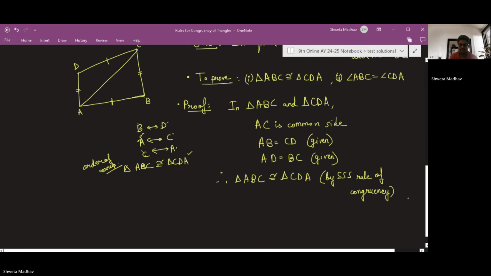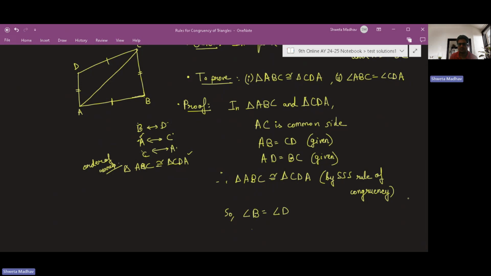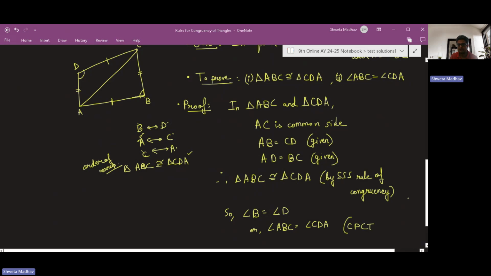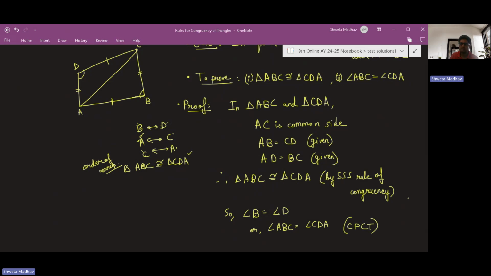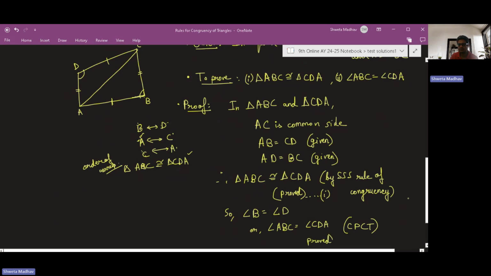So, here we will say that angle B will be equal to angle D, or simply we can say angle ABC will be equal to angle CDA. Why? Since they are the corresponding parts of the congruent triangles, so the reason I will also write CPCT. And when we prove the first part, we will write here proved part 1. And here also, since we have proved the second part, we will write proved part 2.